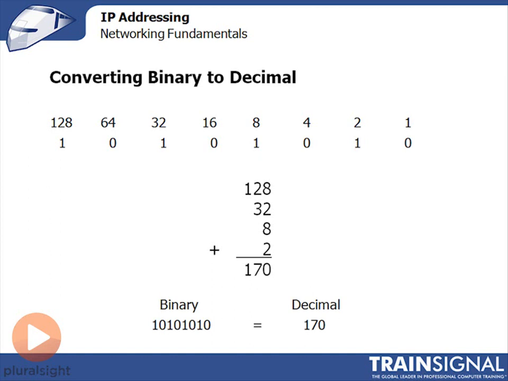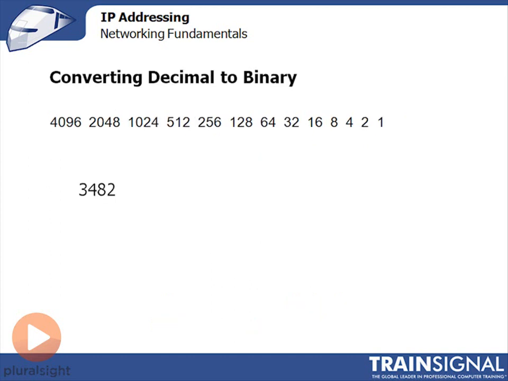But what about if we want to convert decimal to binary? So we're going to go back to that number 3,482. What do I do to make that into binary? Well, what I need to do is write out all the binary column values. And the reason I stopped at 4,096 is because once you get to a column value that's greater than the decimal number that you're dealing with, you've gone far enough.